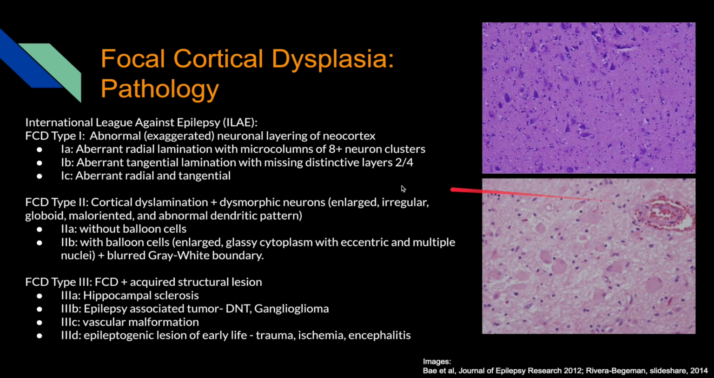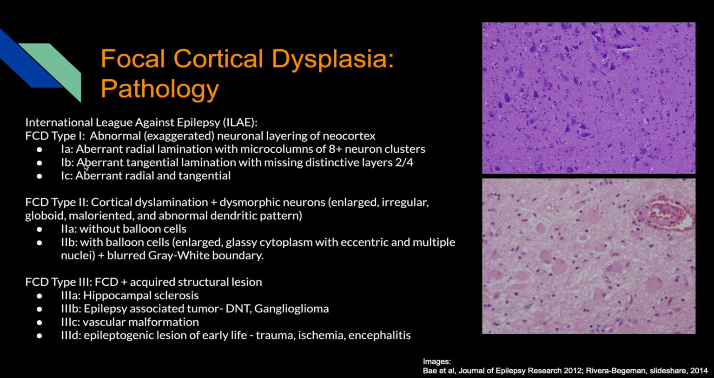This is just a rehash of that table. Again, just giving you some more objective measures. So there's exaggerated neuronal layering in focal cortical dysplasia type 1. And you can use 8 as a measure. When you see 8 or more neurons clustering in a microcolumn, that's concerning that this is a type 1A.